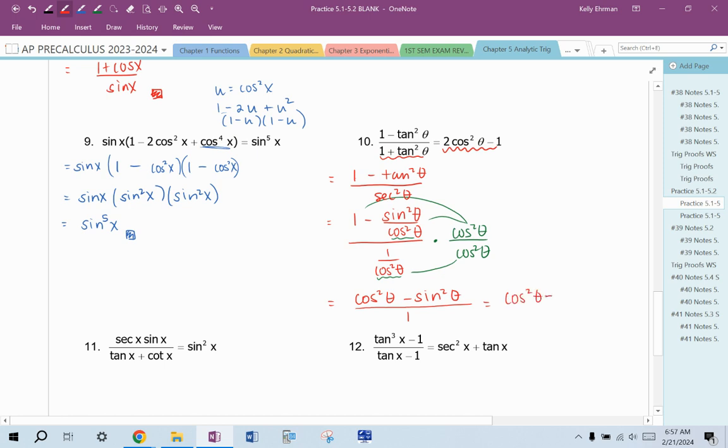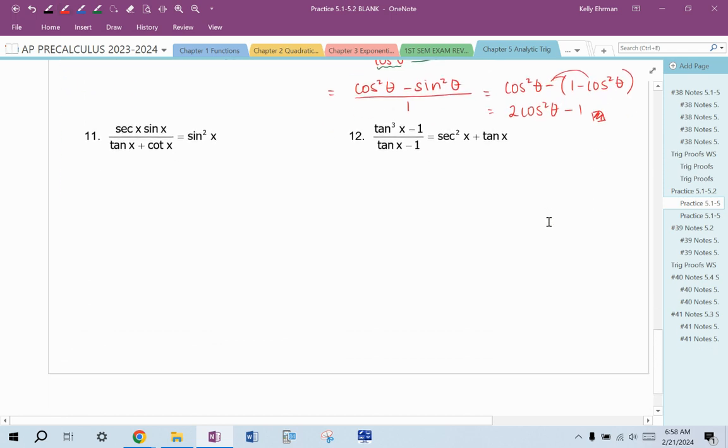And we can do that with our rearranged Pythagorean identity. So minus the quantity, 1 minus cosine squared theta. And if you look at that, when you distribute the negative, because you're subtracting the quantity, you get cosine squared plus cosine squared is 2 cosine squared. And then the 1 becomes minus 1. And that's what we were trying to get. Okay, 2 more.